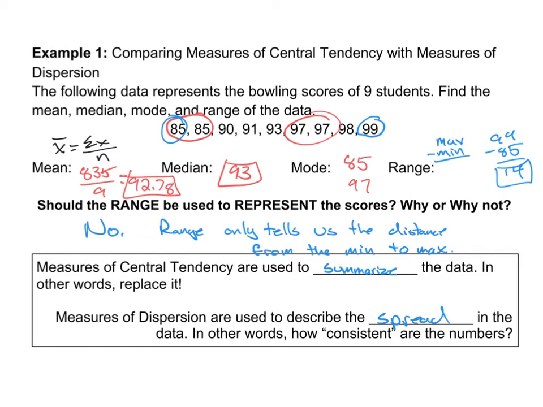Whereas as far as the measure of dispersion, this is going to be used to describe the spread in the data. In other words, how consistent are these numbers? This one's a little bit more consistent than the one we had yesterday. When we think about a 14 versus the 88, it's good to see that most people are between 85 and 99. Maybe not good for bullying scores, but we're pretty consistent as far as a range of numbers there.